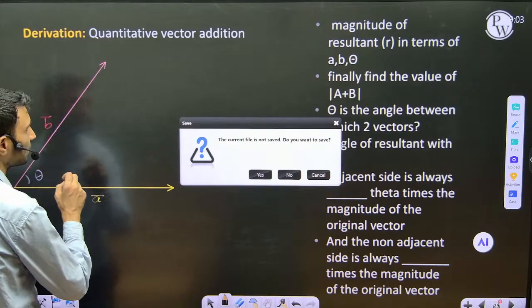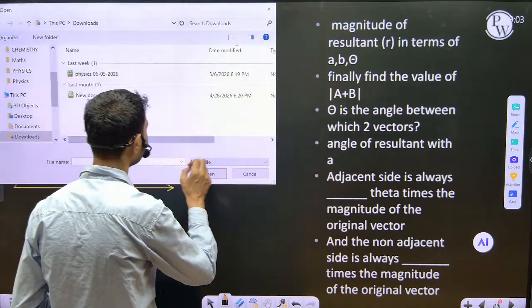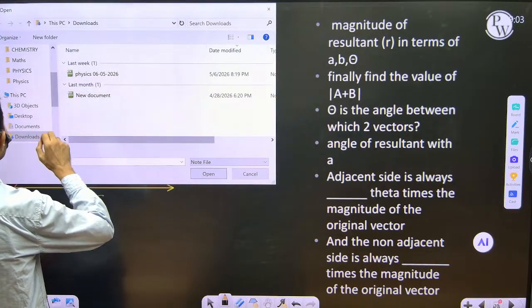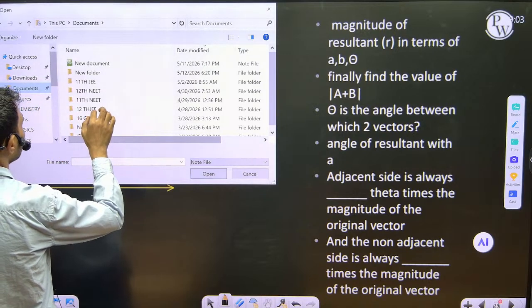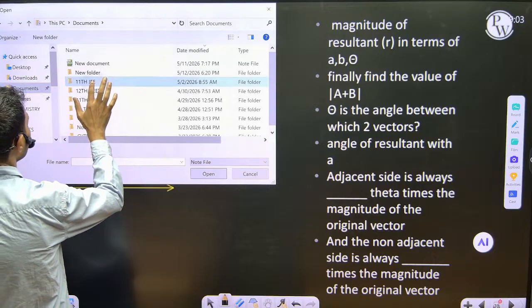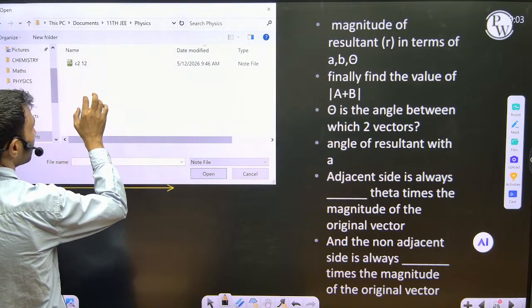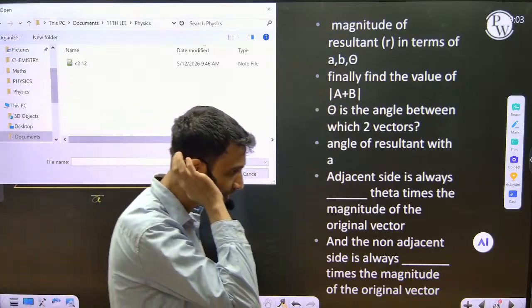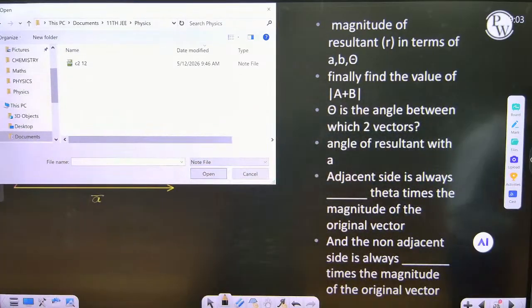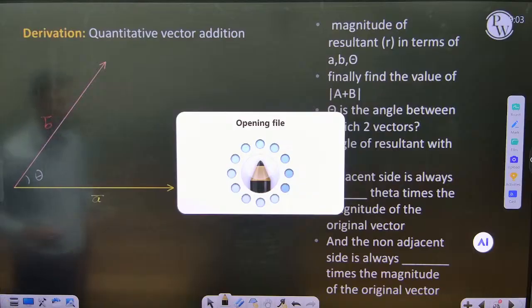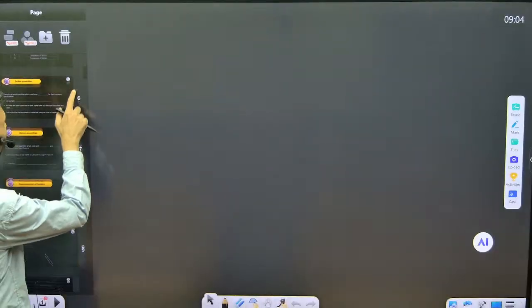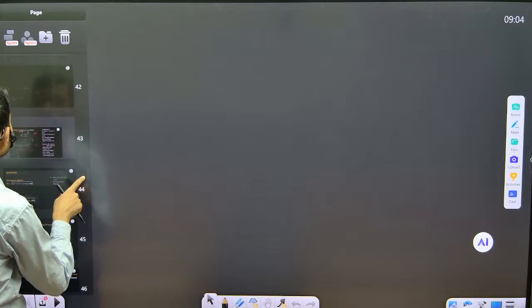So I should open the file, open document. Let's see. Yesterday was 12th, right? Today is 13th. Yes. So let's open that file because we'll already have things there. There it is.